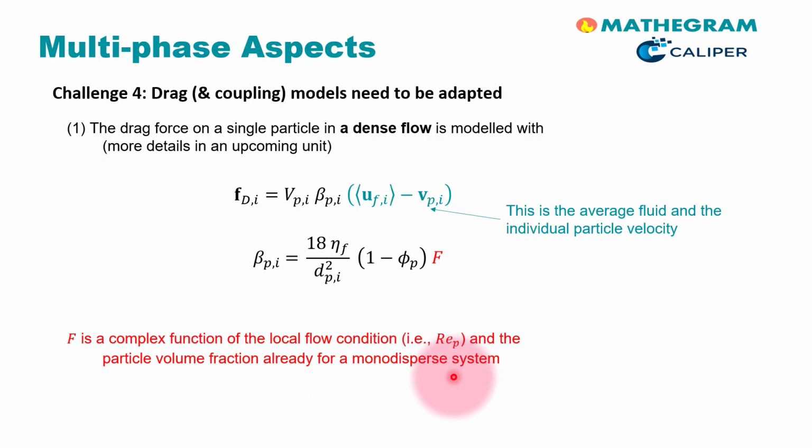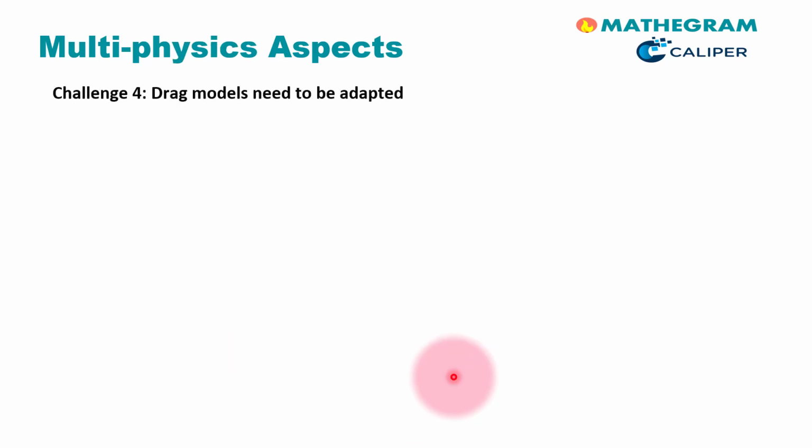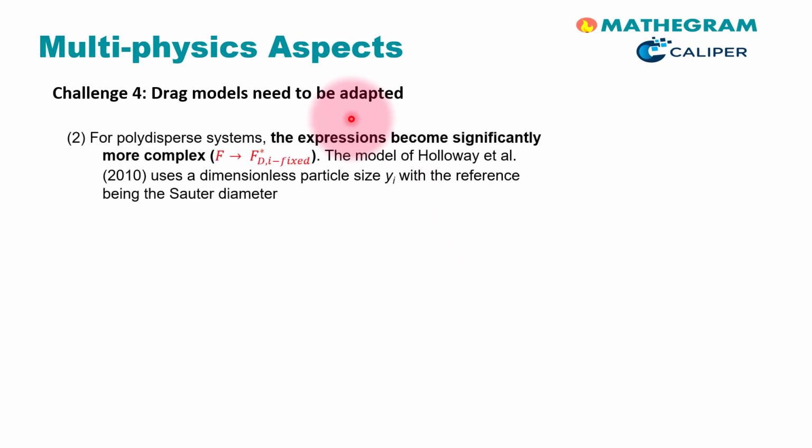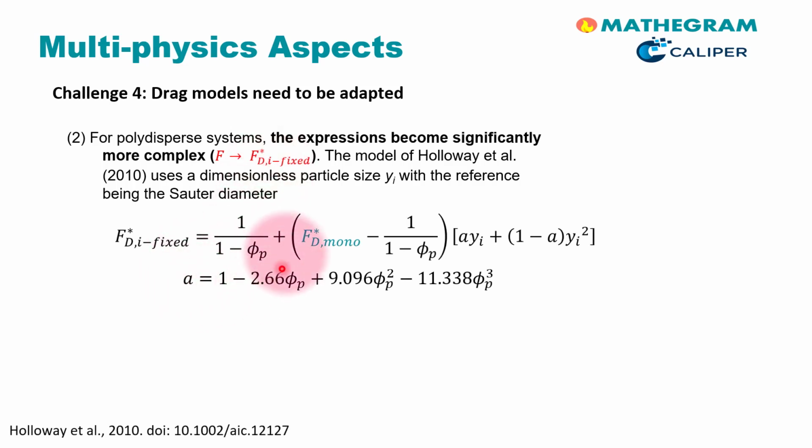And already for a monodispersed system, this expression for F is rather complex. We will now check how F is computed for a polydispersed system. And we see that for such systems, the expression for F becomes significantly more complex. Below, we denote F for a polydispersed system with F di fixed, indicating that the specific expression we will look at will only work for a fixed bed, i.e. non-moving particles. And here it is, the polydispersed drag model of Holloway et al.